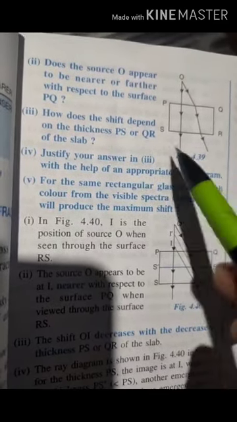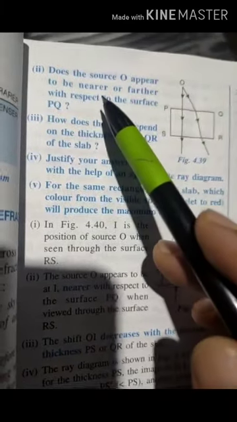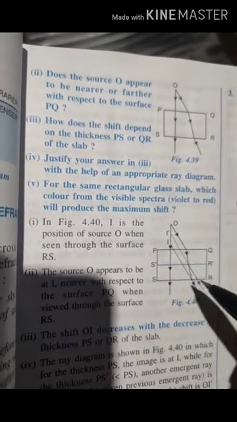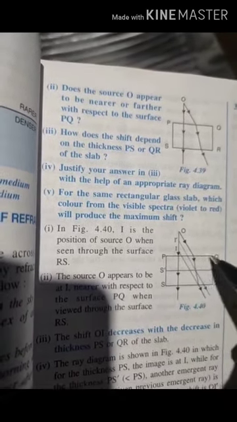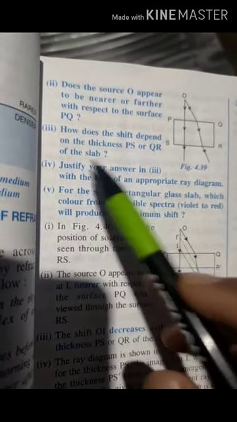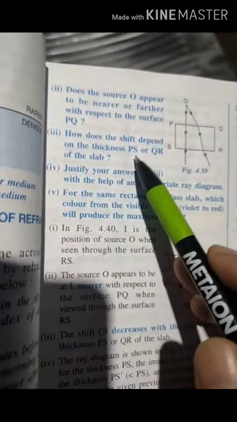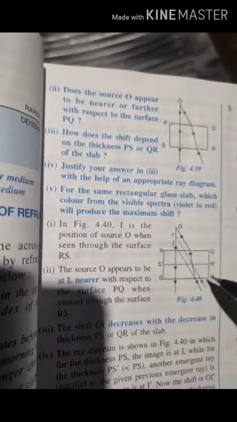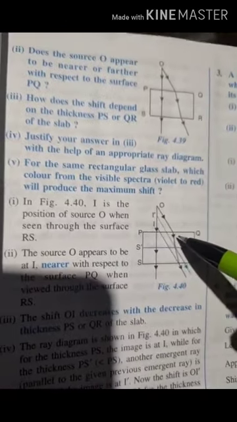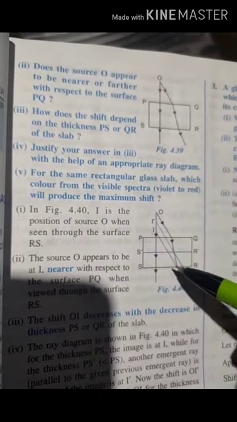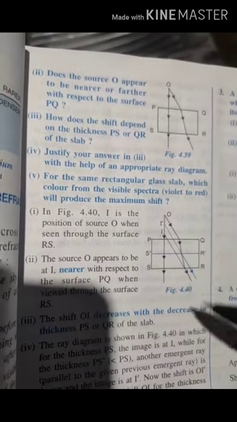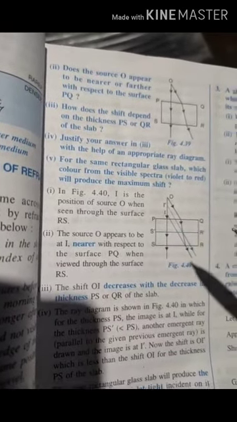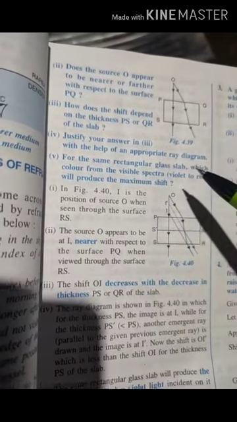So the first question is answered. Second question: does the source O appear to be nearer or farther with respect to the surface PQ? Obviously this I is closer to PQ, therefore it will appear nearer. How does the shift depend on the thickness PS and QR of the slab? As you know, the more the thickness, the more the shift. If the thickness is less, the shift will be less. So if thickness decreases, shift also decreases. How to justify your answer?